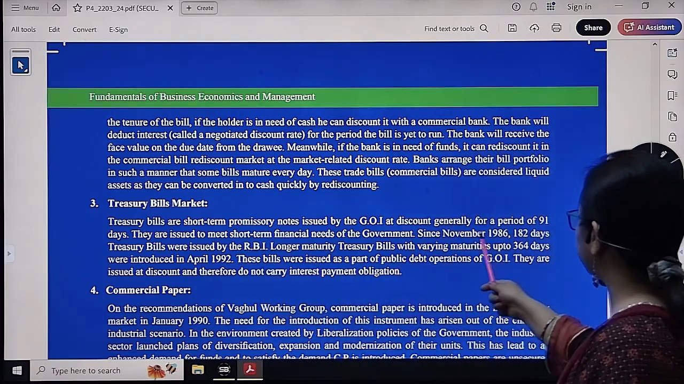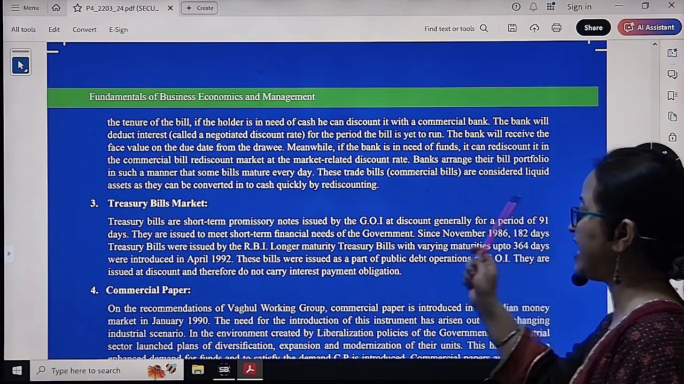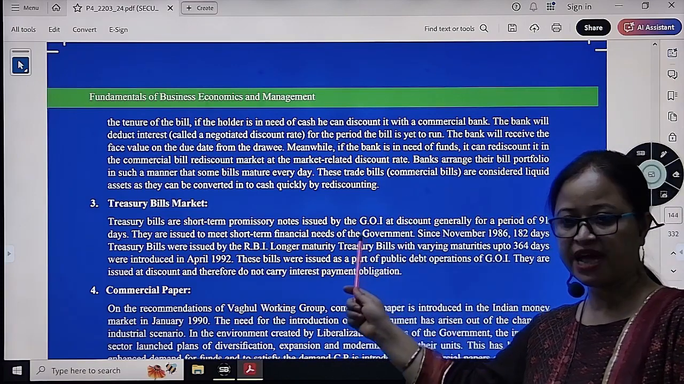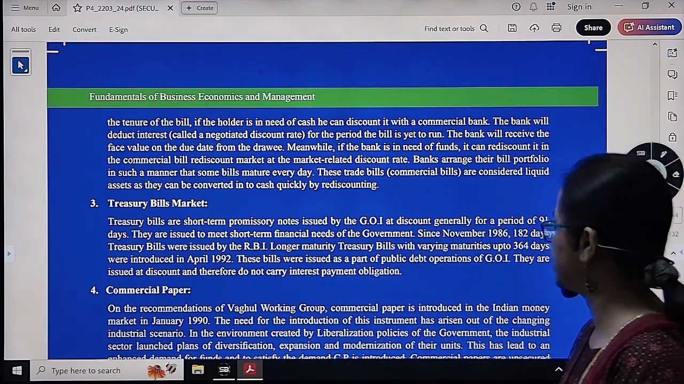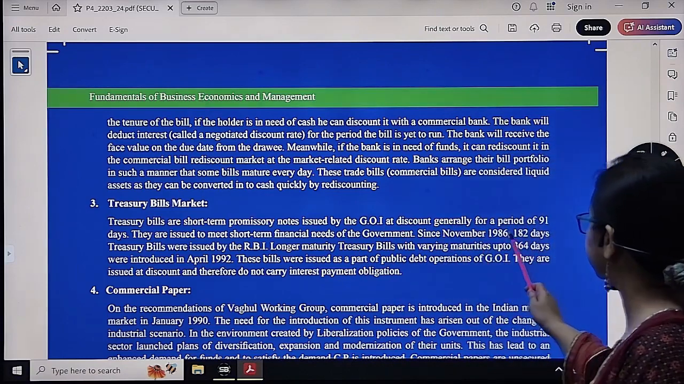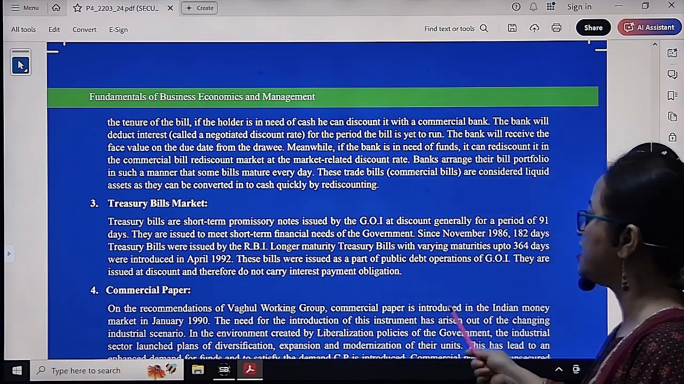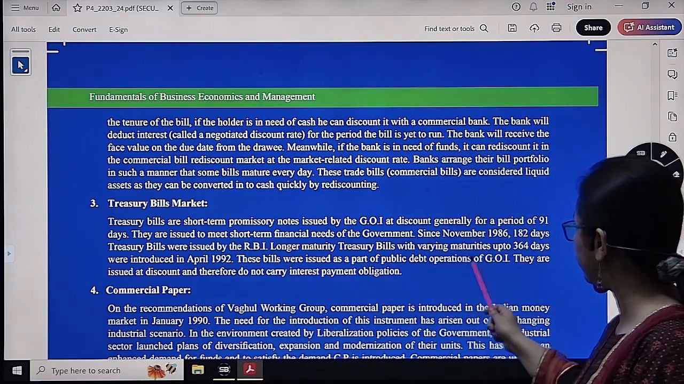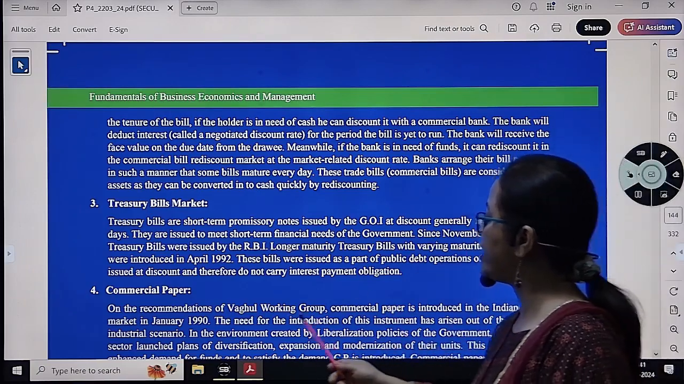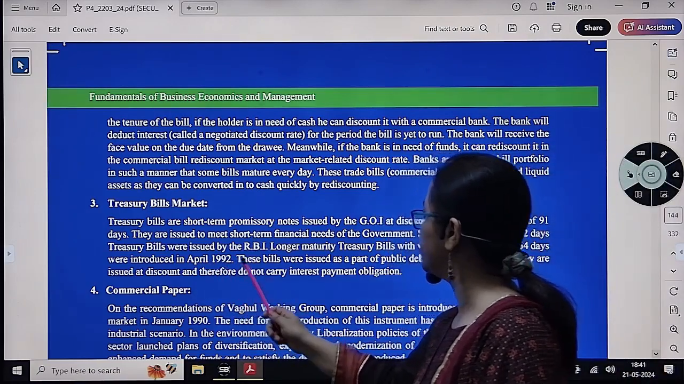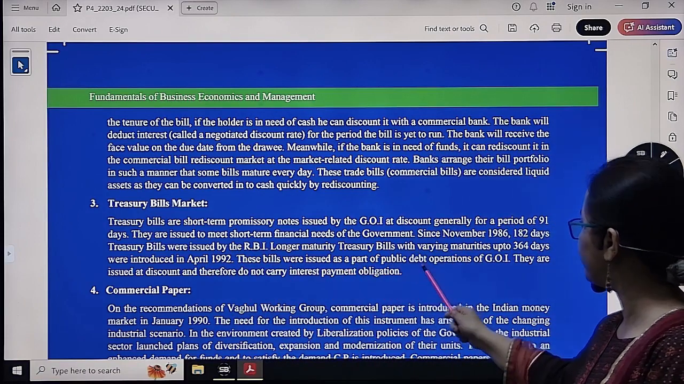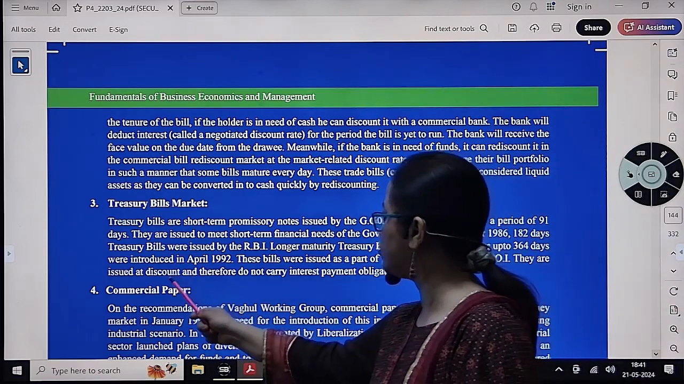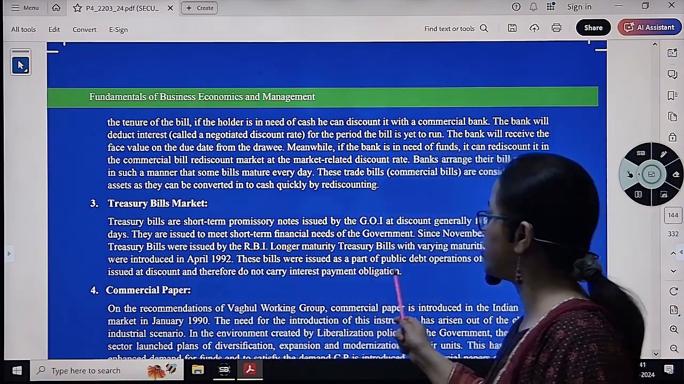So what is the maturity period here? For a period of 91 days. That also you need to remember. 91 days, issued by Government of India. Since November 1986, 182 days treasury bills were issued by RBI. Longer maturity treasury bills with varying maturities up to 364 days were introduced in April 1992. These bills were issued as a part of public debt operations of Government of India. They are issued at discount and therefore do not carry interest payment obligation.